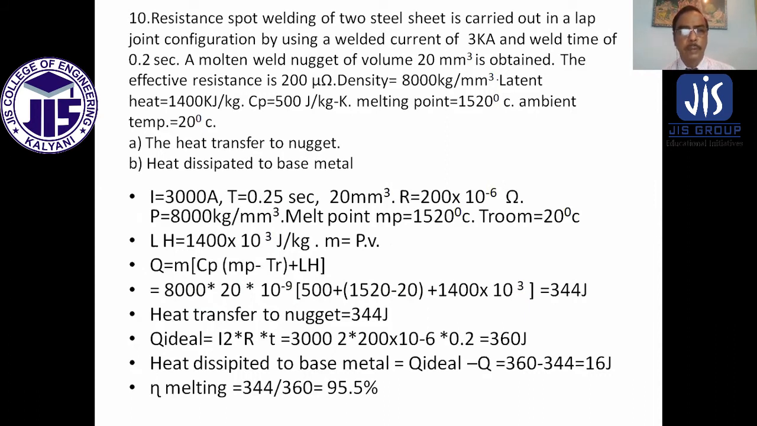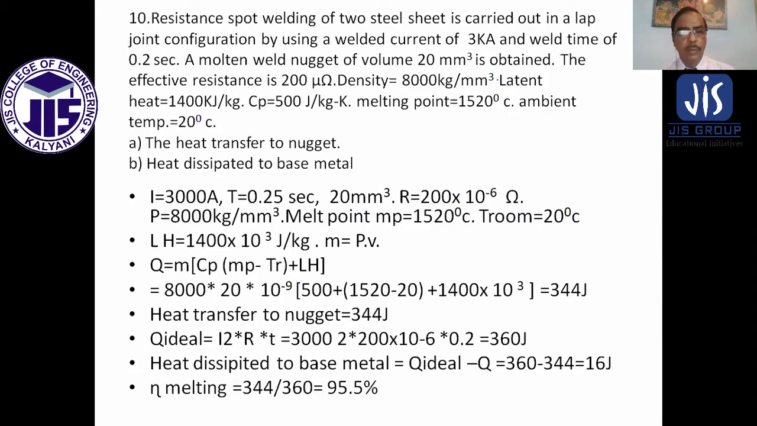Question number 10. Resistance spot welding of two steel sheets is carried out in a lap joint configuration using a welding current of 3 kilo ampere and welding time of 0.2 second. A molten weld nugget of volume 20 millimeter cube is obtained. The effective resistance is 20 micro ohms. Density is 8,000 kg per meter cube. Latent heat is 1400 kilojoule per kg. Melting point is 1520 degrees centigrade. Ambient temperature is 20. So one is heat transferred to the nugget, which we have to find out. Another is heat dissipated to the base metal.